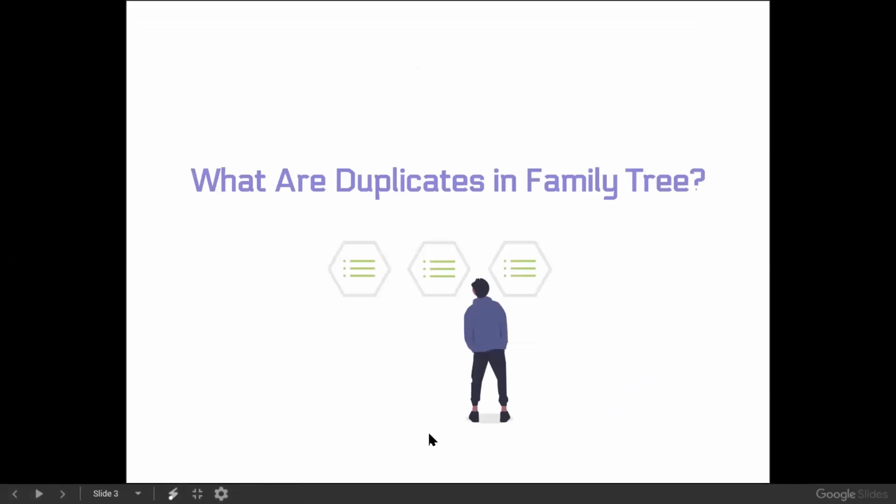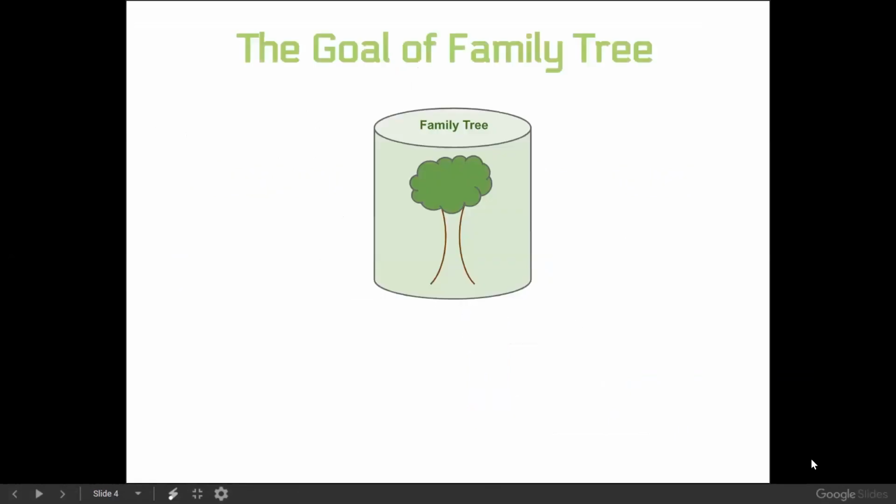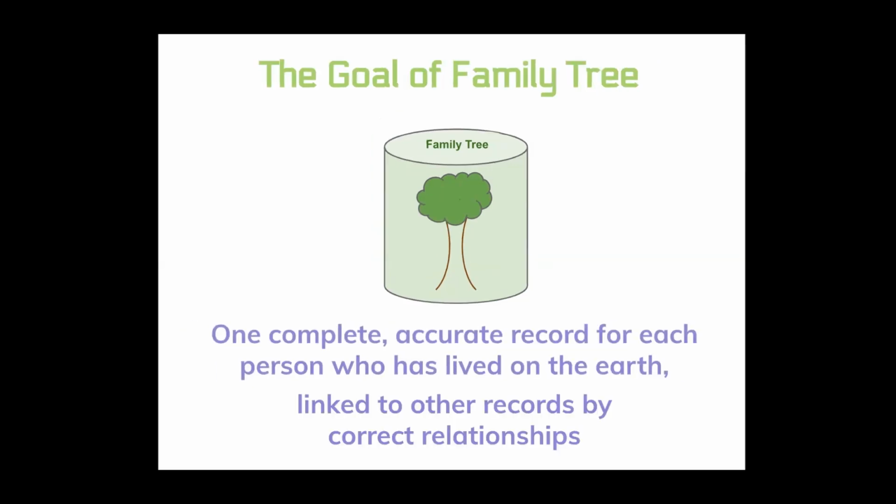So what are duplicates in Family Tree? A lot of this might be basic to you who are viewing this webinar, but I like to go over it anyway just to make sure we're all on the same page. In order to understand what a duplicate is in Family Tree, it's important to understand the goal of Family Tree, which is actually different than most other genealogy websites. The goal of Family Tree is one complete, accurate record for each person who has lived on the earth, linked to other records by correct relationships.